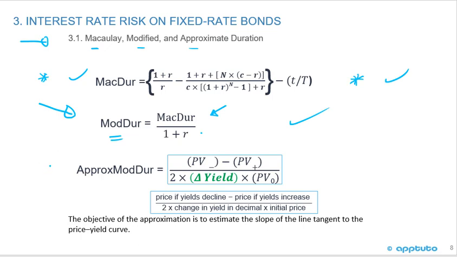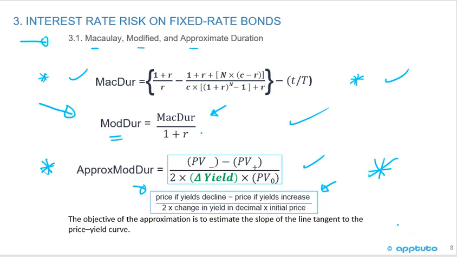Where we see lots of practice questions is on the approximate modified duration. And here's the algebraic formula: the present value negative minus the present value positive. What is that saying? I put it here in words. It's the price if the yields decline minus the price if the yields increase. And in the denominator, we've got 2 times the change in yield in decimal times the initial price. Okay, so that's a formula you absolutely 100% need to memorize, and we're going to see practice questions on that.